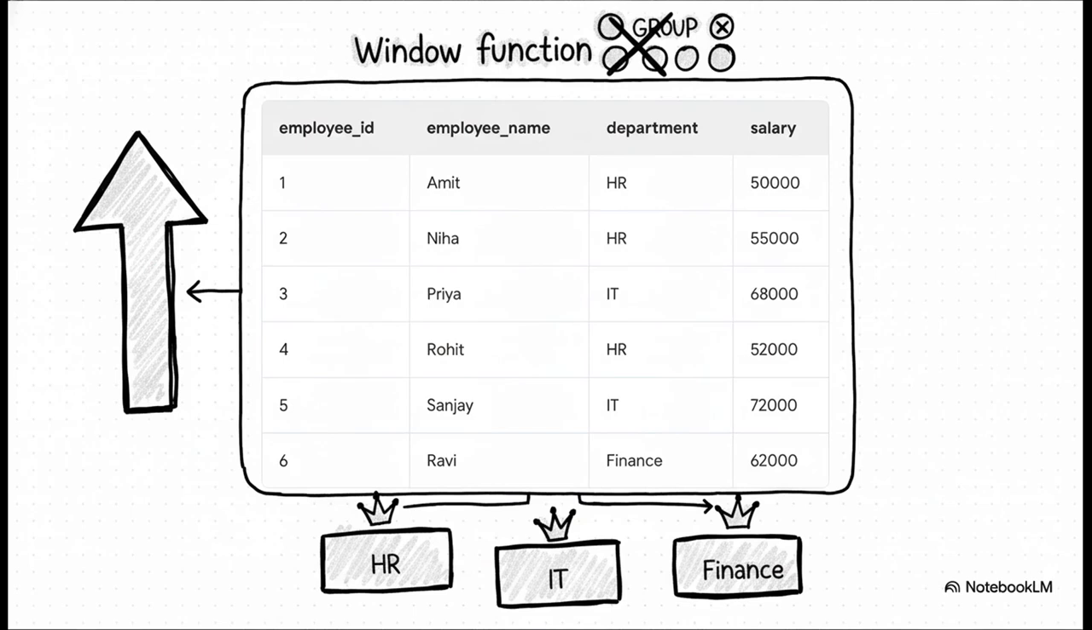Okay, so let's work with some simple data here. We've got this employees table. It's got an ID, a name, a department, and a salary. And you can see we've got people spread across HR, finance, and IT, all making different amounts of money. Our goal, remember, is to pull the top 2 earners from each one of these departments.